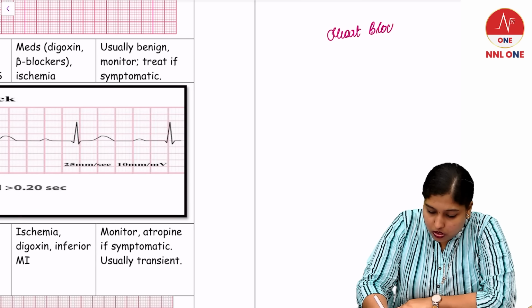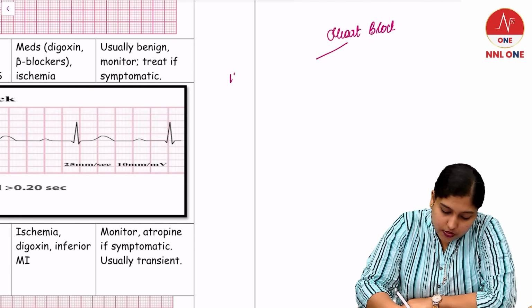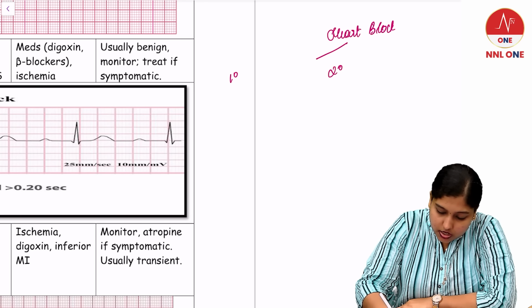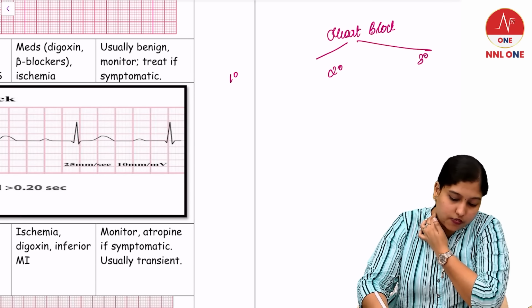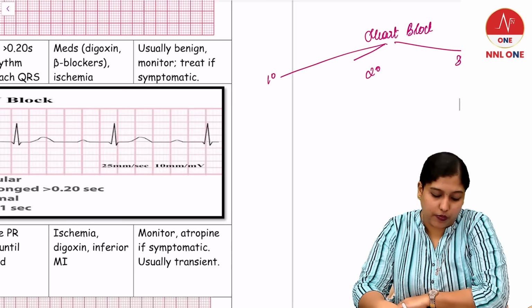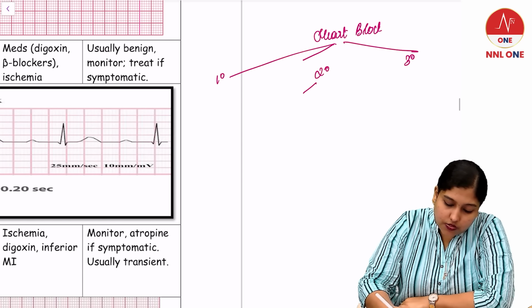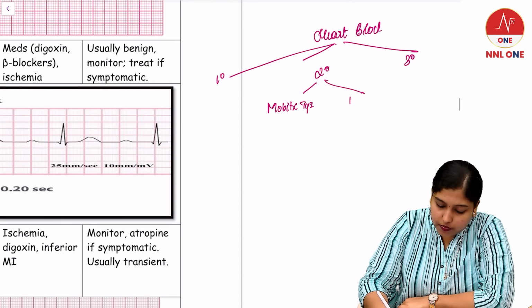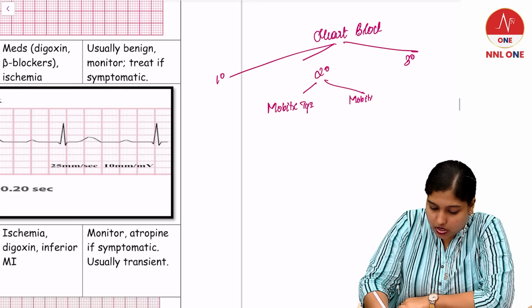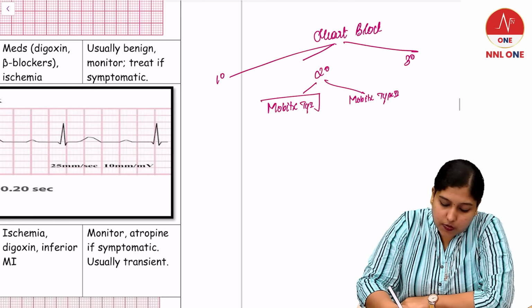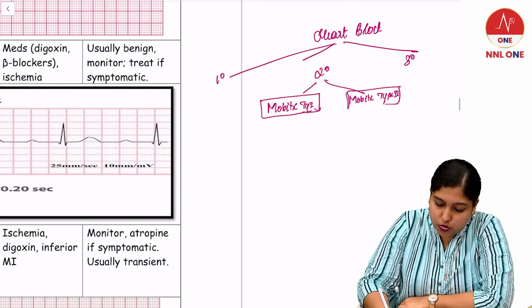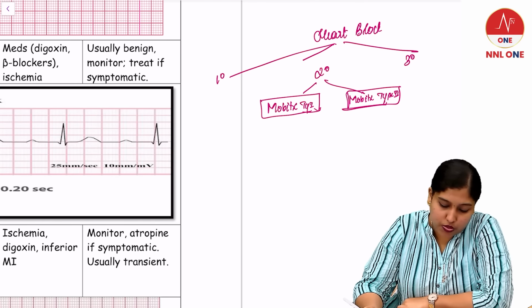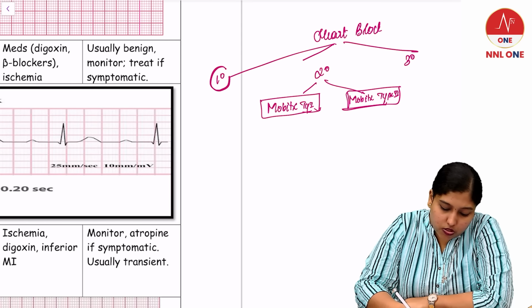Heart block is classified as first degree, second degree, and third degree. Second degree is further classified into Mobitz type 1 and Mobitz type 2. So first we are going to discuss the first degree heart block.